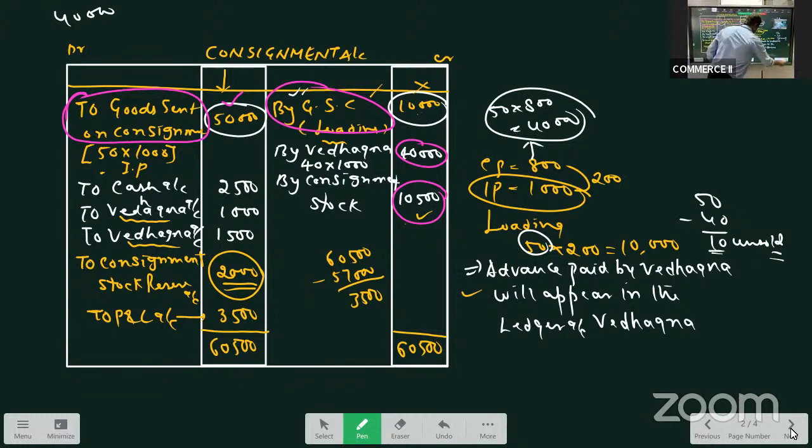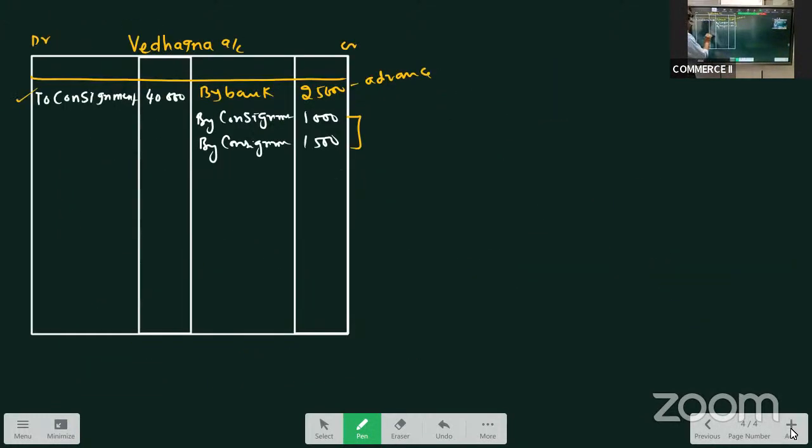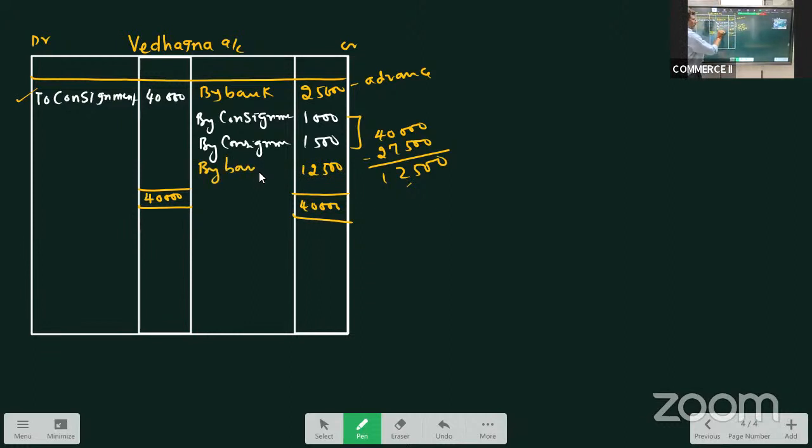Okay. Now let us balance and see what the figure is. What is the amount Vedagna has to send to Manasvi now? Debit side total is 40,000. 40,000 minus 27,500 is 12,500. So this is the final amount that Vedagna would send to Manasvi. This is the amount due.